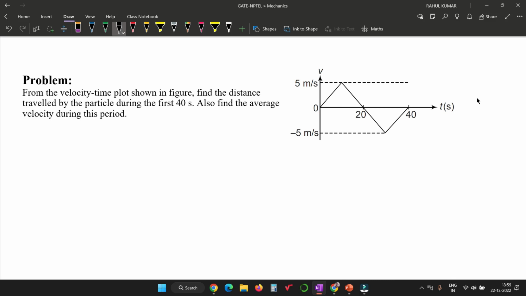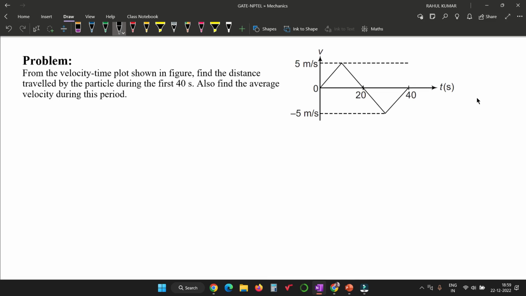What is the distance? Is it 100 meters? Yes, 100 meters is correct. And what is the average velocity? 0. Yeah, correct. Good.